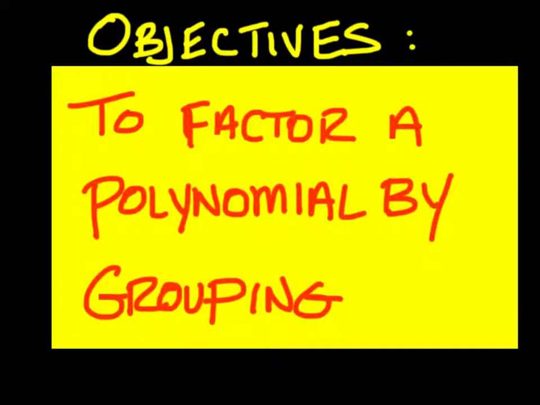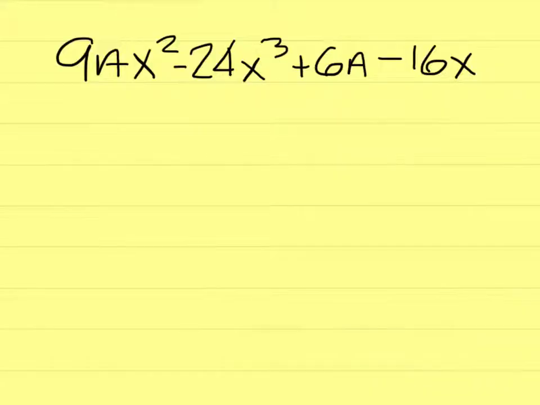The task is to factor a polynomial by grouping, the same thing you guys have been working on. We have 9ax squared minus 24x cubed plus 6a minus 16x. Out of the first two, 9ax squared minus 24x cubed, what can I take out of both of those?